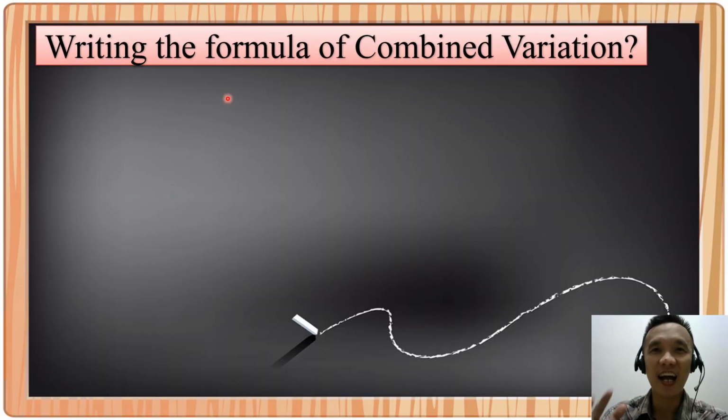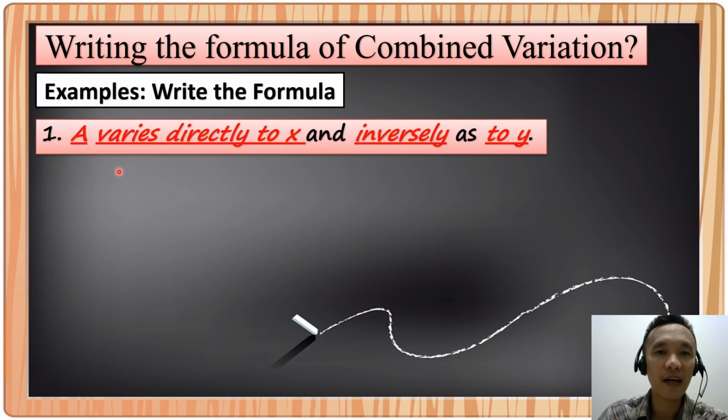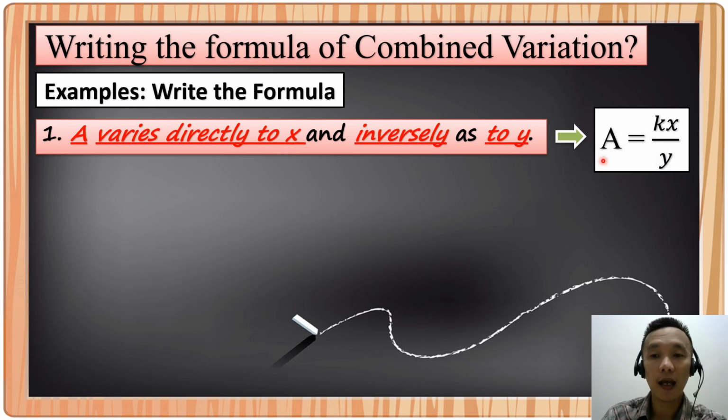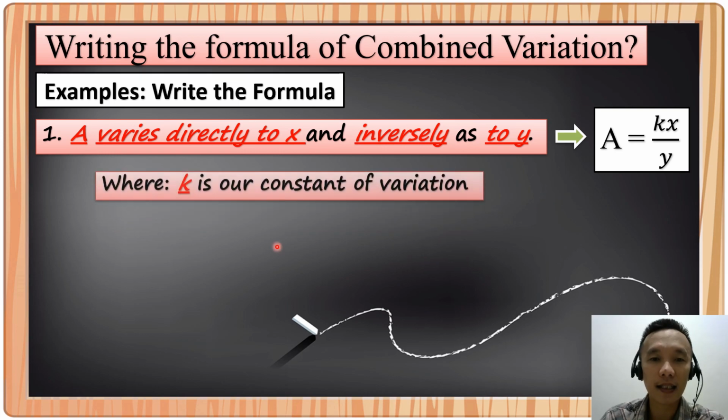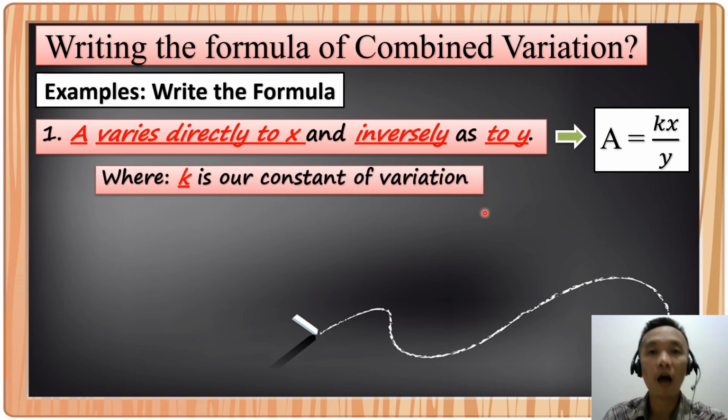So now let us try to write the formula for our combined variation. Here we have an example. A varies directly to x and inversely to y. If you are going to write the formula for the sentence, it will look like this: A equal to k times x, then since it is inversely to y, our y will be on the denominator. And always remember that the letter k should always be written because that is our constant of variation.